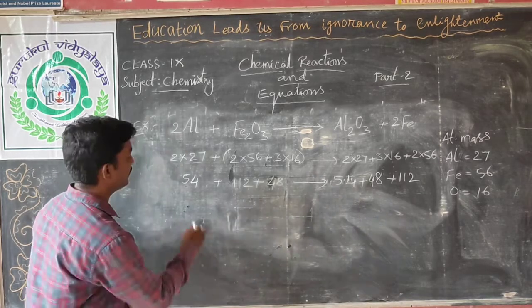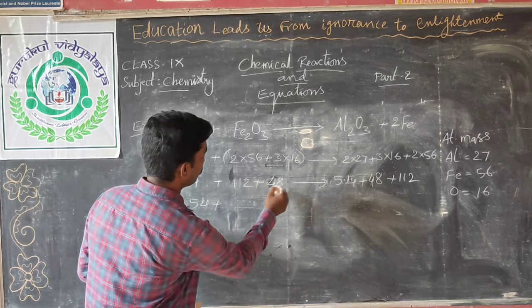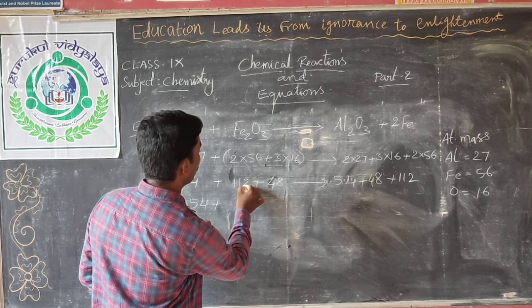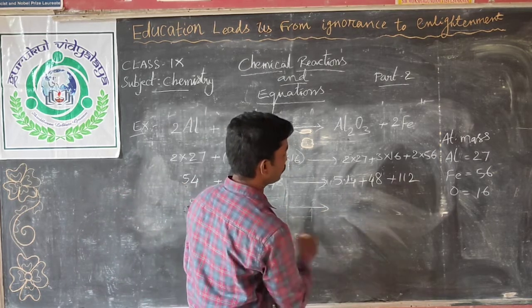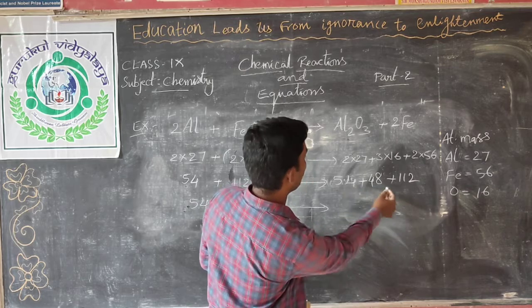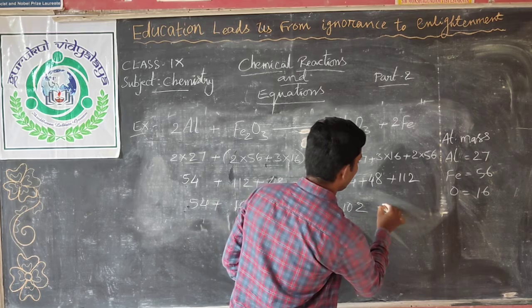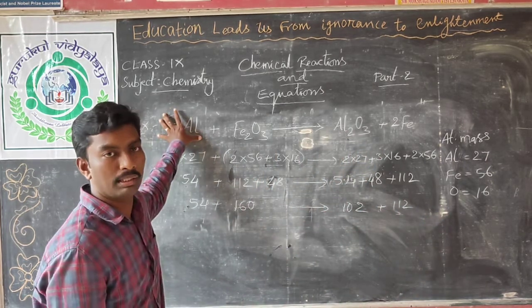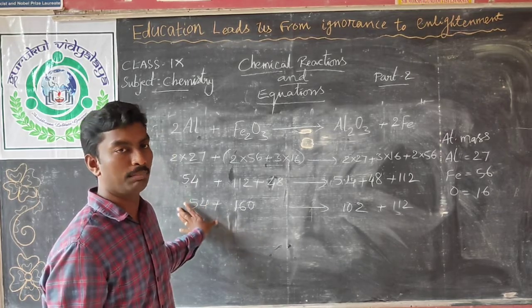Otherwise we can write 54 plus 160, which gives rise to 102 plus 112. So if you write like this, for each individual element we are getting the total molecular mass or unified mass.